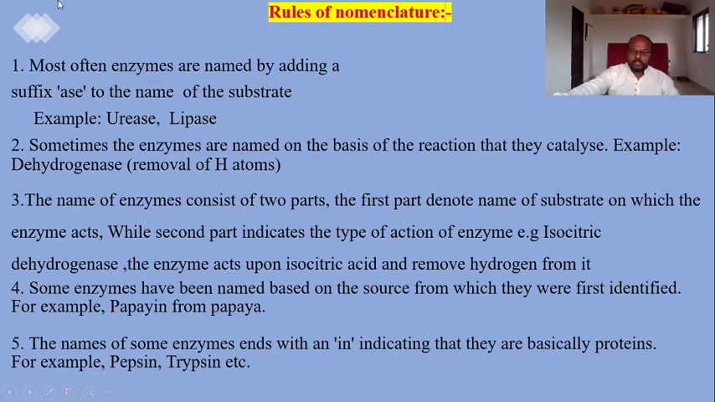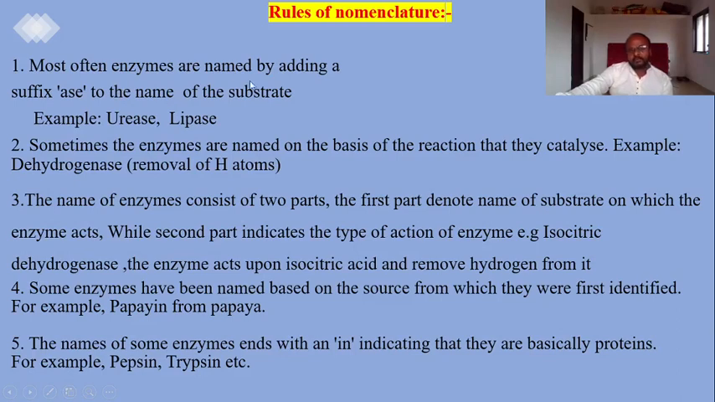So first we studied the rules of nomenclature, how we can give a name to an enzyme. Because the number of enzymes is large, there is an essential need to give a scientific name to each enzyme. So these are some regulations, or rules, of enzyme nomenclature.